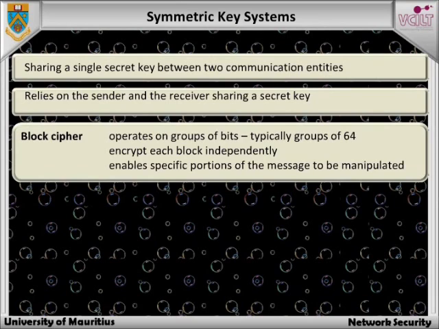A block cipher operates on groups of bits, typically groups of 64. If the final block of the plaintext message is shorter than 64 bits, it is padded with some regular pattern of ones and zeros to make a complete block. Block ciphers encrypt each block independently, so the plaintext does not have to be processed in a sequential manner. This means that, as well as allowing parallel processing for faster throughput, a block cipher also enables specific portions of the message to be extracted and manipulated.